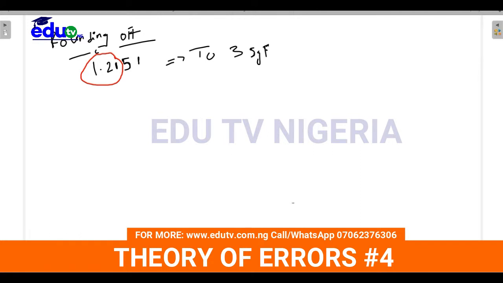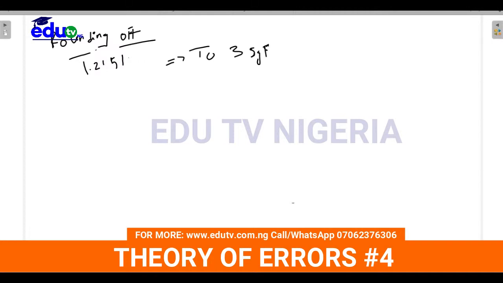Okay, so now what we consider is if this digit to be dropped, this one, is greater than 5 or is 5, we add 1 to the last digit to be retained. Okay, so like you're doing a mechanism. 1.2151.